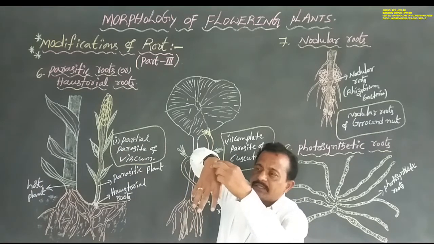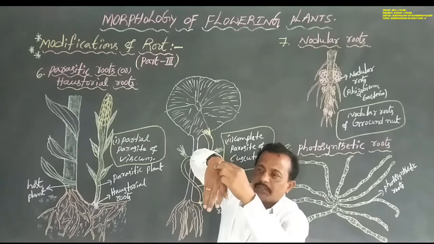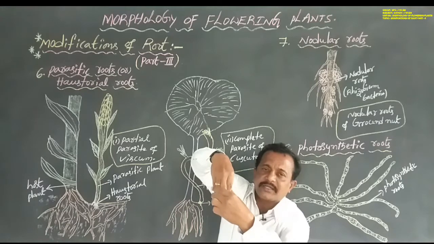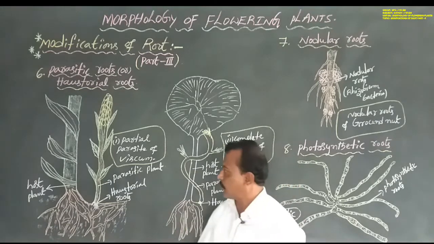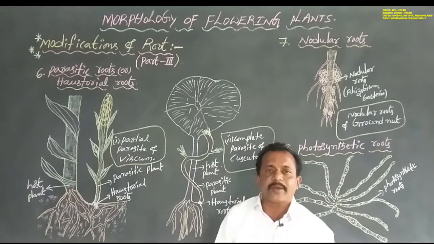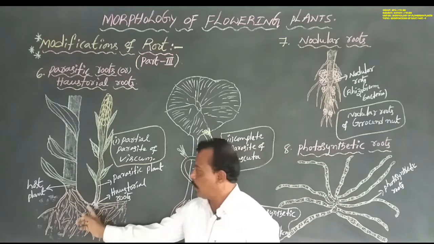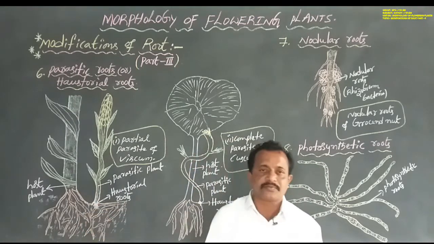So this single hand contains five fingers. This is a hand, that is the haustorium, and these finger-like structures are roots. So these are haustorial roots. The haustorial roots will be sent by the partial parasite into the xylem of the host plant or the host plant's root system.